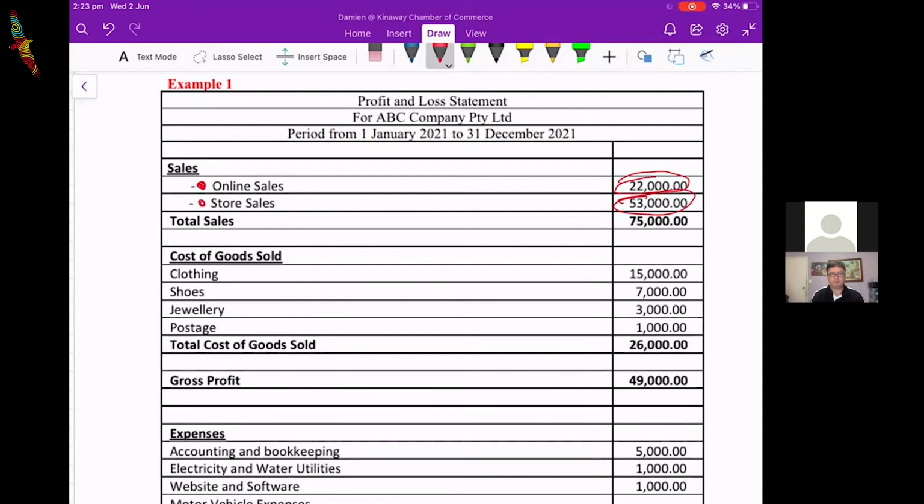Okay, that's good. We know what our sales are and where they're coming from, how they're generated. That's a good way to break them up. Next, we've got total sales here. Total sales were $75,000 in total for the year, which is obviously the 22,000 plus the 53,000, which gives us the $75,000 for total sales. So it's just the sum of the online sales and the store sales for the financial year, to give us the total sales. So that's our sales.